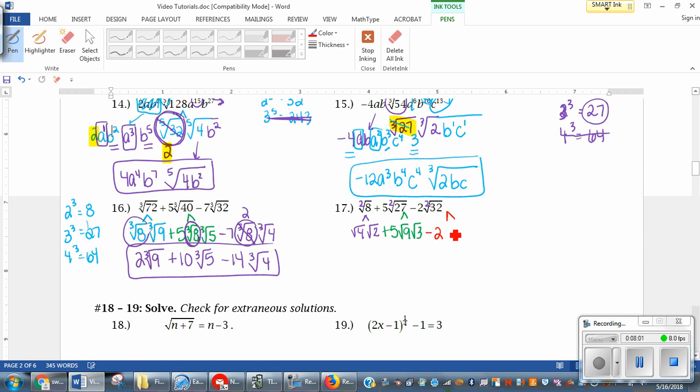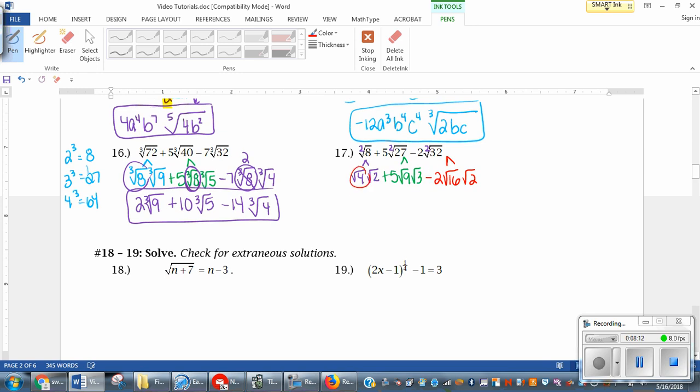When you're thinking of 32, don't think of 8. 8 is a perfect cube. We want to think of perfect squares. So 16 times 2. 16 is a perfect square. And then the perfect squares are going to get simplified. So this will be 2 root 2.